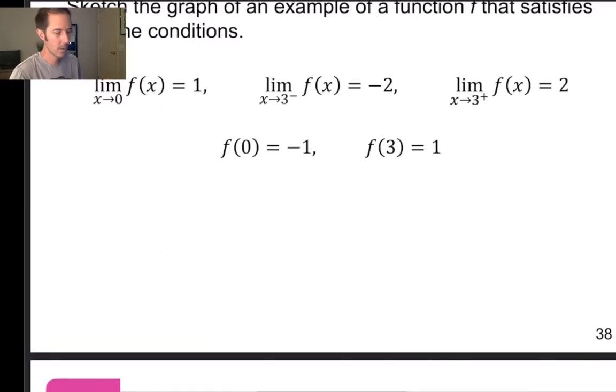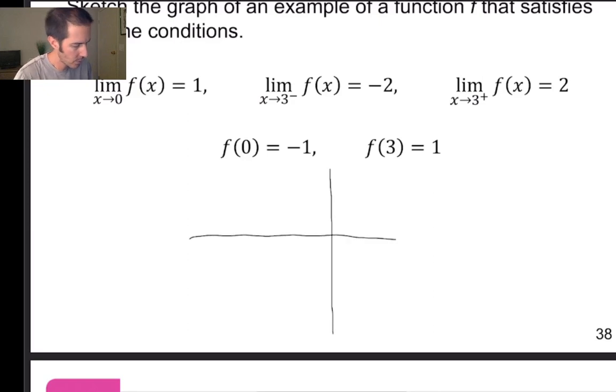Okay, there we go. Let's draw ourselves a little graph here. Just checking what y values I'm going to be needing. 1, 2, 3, 4. 1, 2, 3, 4. And 0, 3.